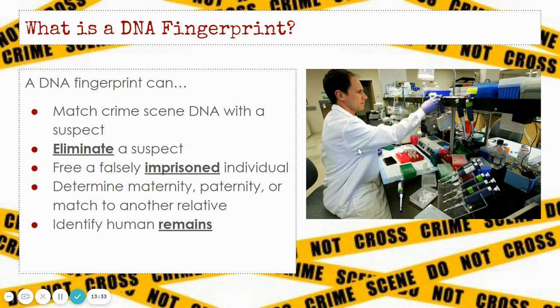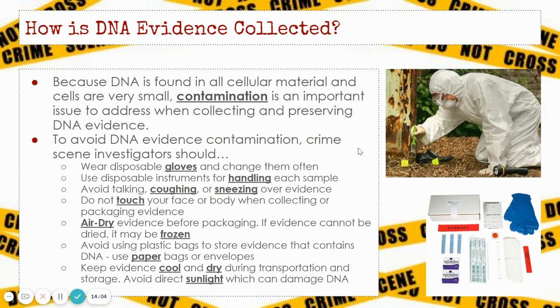We can also use that DNA fingerprint to determine maternity, paternity, or to match to even other relatives. We'll talk a little bit about DNA genealogy, where they're making family trees based on DNA testing. And this can also be used to identify any human remains. If the remains are not able to be identified by other means, we can use the DNA fingerprint to match with maybe something we have on record from them, or a sample we can collect from like a hairbrush or a toothbrush. That way we can positively identify them.